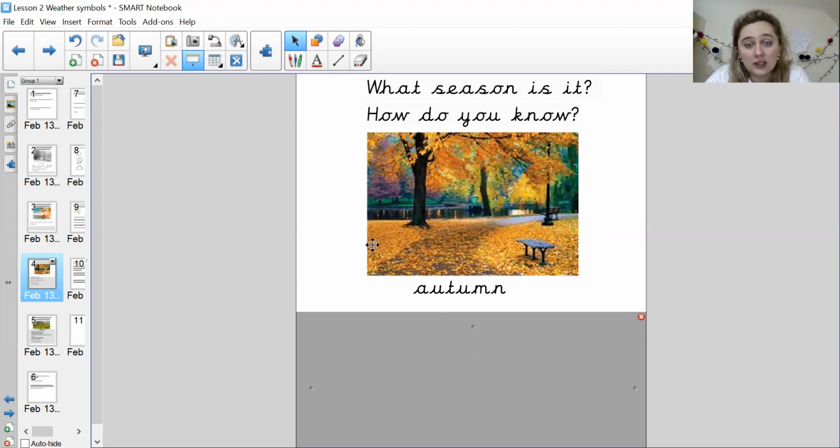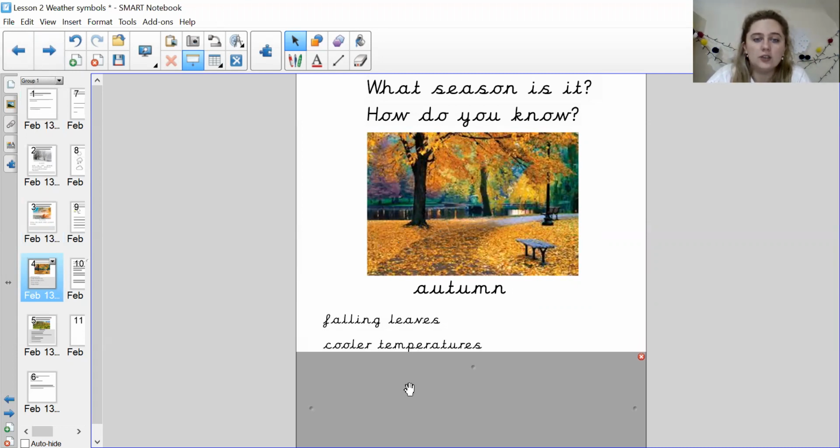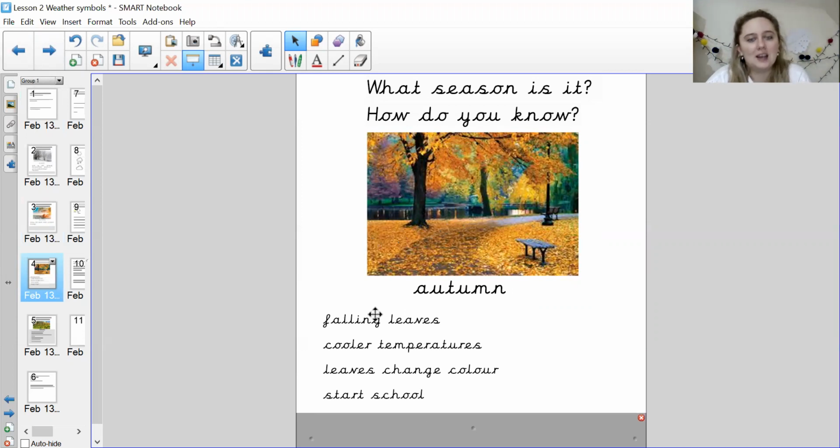Oh, well, there's lots of leaves on the floor, aren't there? The leaves are all yellow and orange. Ah, yes. There are falling leaves in autumn. The temperature is usually a little bit cooler, so it's definitely not as hot as summer. The leaves change colour, and we start school in the autumn, don't we, in September?